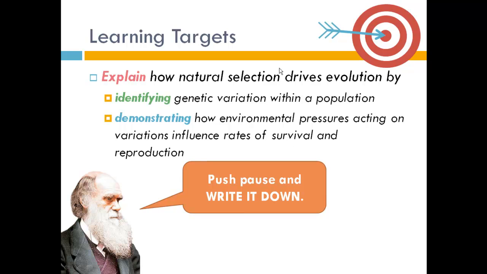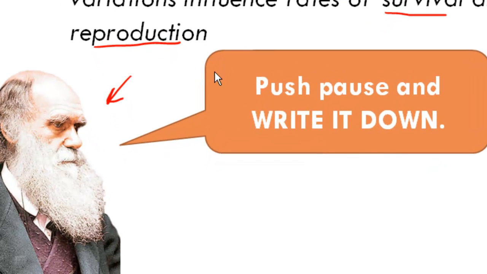Today we're going to understand how natural selection allows for organisms to change over time. So we're going to be talking about evolution. In order for natural selection to occur, we need to have genetic variation. So we're going to take a look at the genetic variation, or the differences within groups of organisms. We're also going to show how environmental pressures can influence how an organism is able to survive and reproduce. So as our buddy Darwin here says, push pause and write down our learning target.